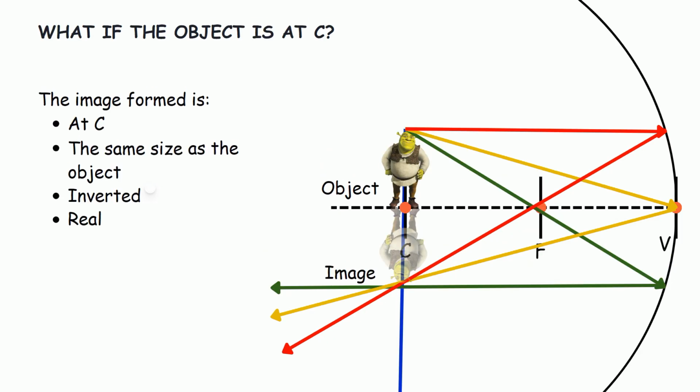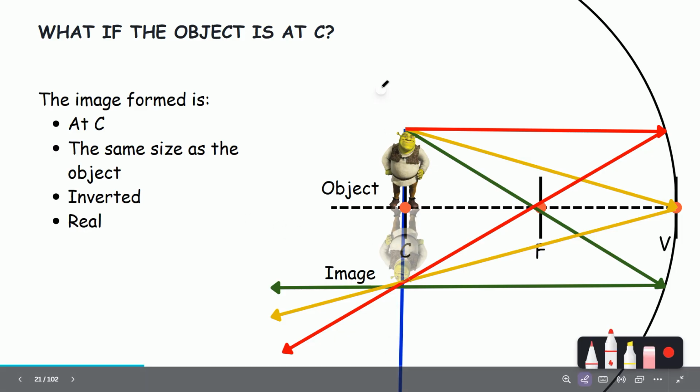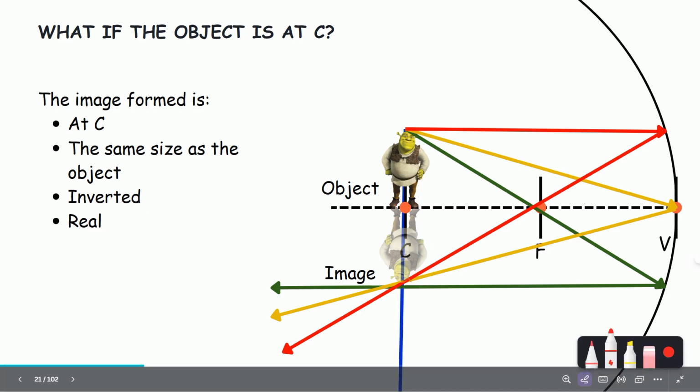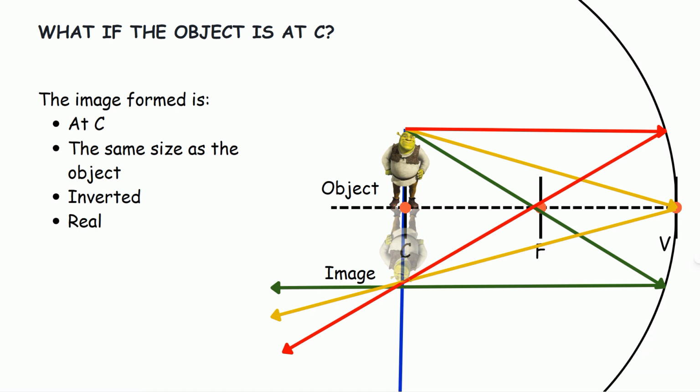And then, how about if ato i-move si Shrek nga ri sa C? So, the image formed is at C, na siya sa C, no? Nagkuan na siya, naglinya na siya. And then, the same size as the object, same na sila og size, inverted, and real. By applying the principle of the different rays kanina, so pwede ko nimo i-draw.